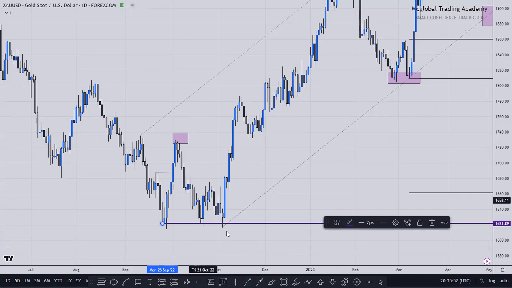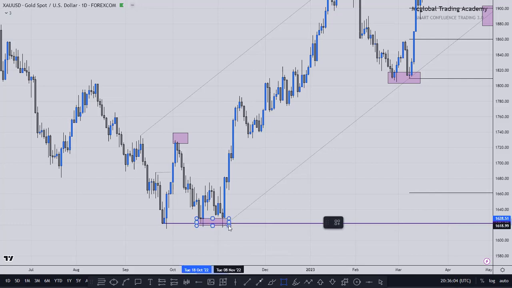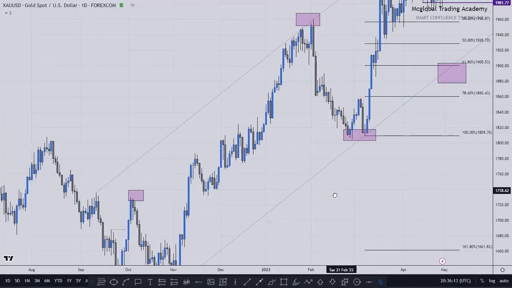You could have bought here the first time, and the second time you could also have bought. Here it gave the same low, meaning it failed to establish a lower low, meaning the buys were the ones in control now. So you could have taken this buy here.